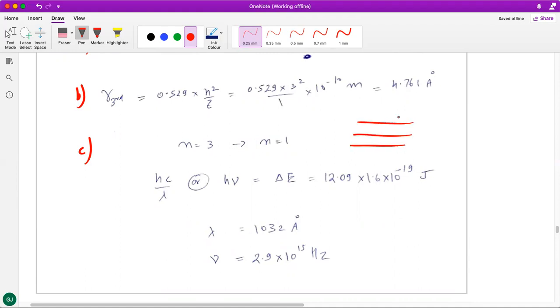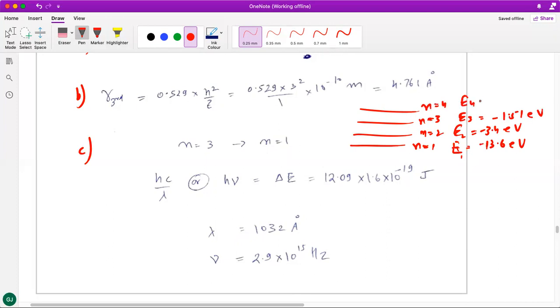For hydrogen I remember that the n equal to 1 energy level was minus 13.6 eV. n equal to 2 was minus 3.4 eV. n equal to 3 was minus 1.51 eV. n equal to 4 was minus 0.85 eV. This is something that helped me in a lot of calculations.